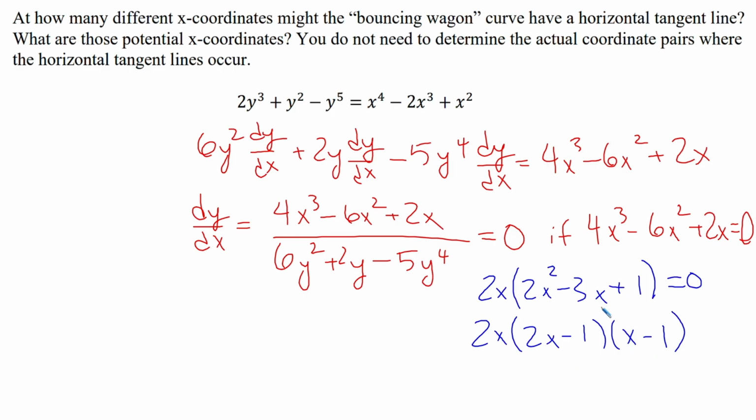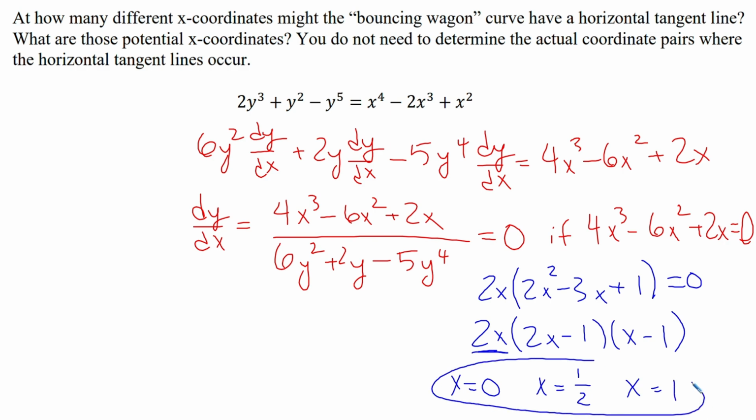And so now, just using the zero product property, we can see that x equals 0 from the 2x would give us a horizontal tangent line. x equals 1/2 from setting 2x minus 1 equal to 0 will give us one, and x equals 1. And those are our 3 potential x coordinates at which we might have horizontal tangent lines here.